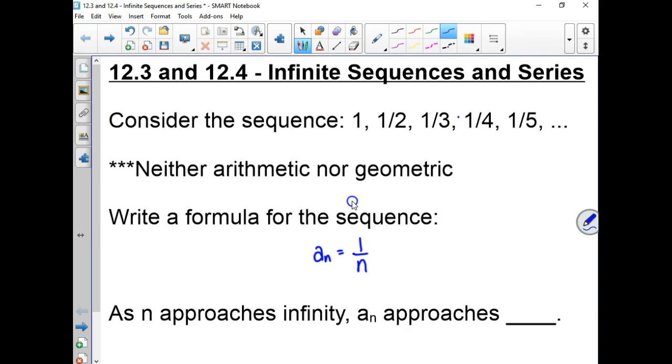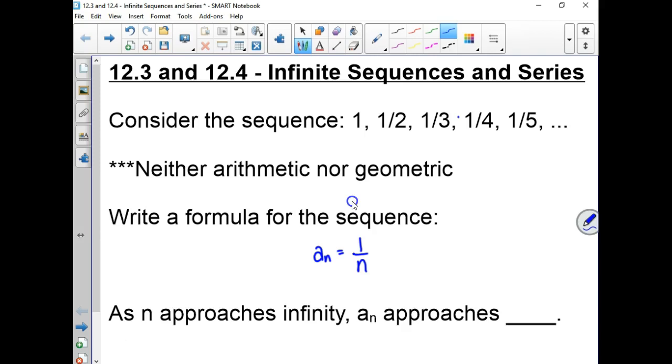So as n approaches infinity, so as n gets bigger and bigger and bigger, what happens to the value of that a sub n? It gets smaller. What does it get closer to? Does it ever become negative? No. It's going to get closer and closer to 0, right?